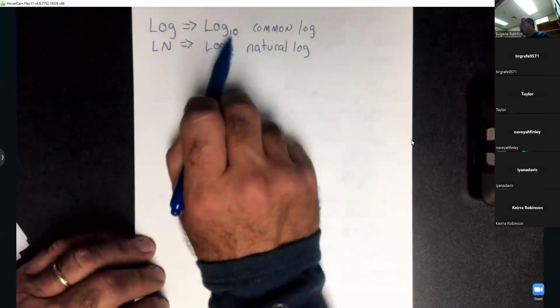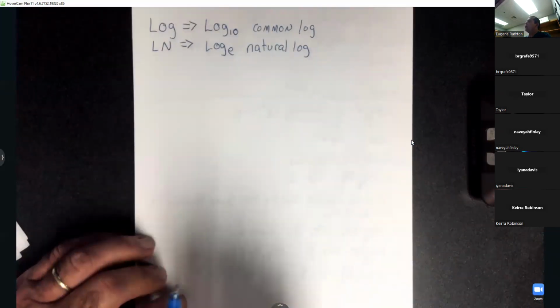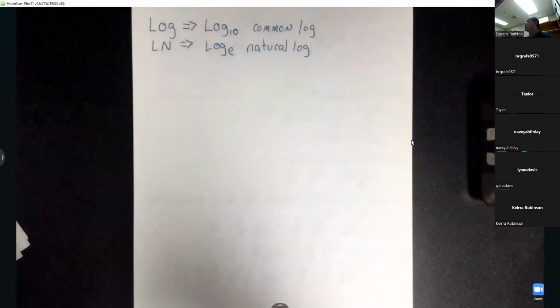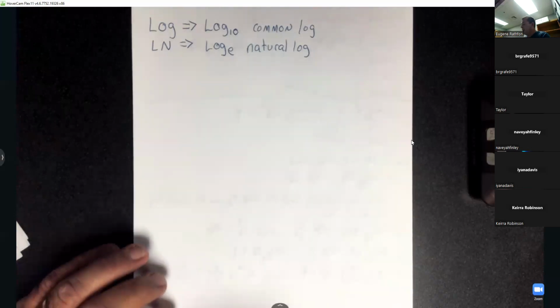Any other base log, I got to use what we were using a while ago, the log base or that change of base I was showing you.